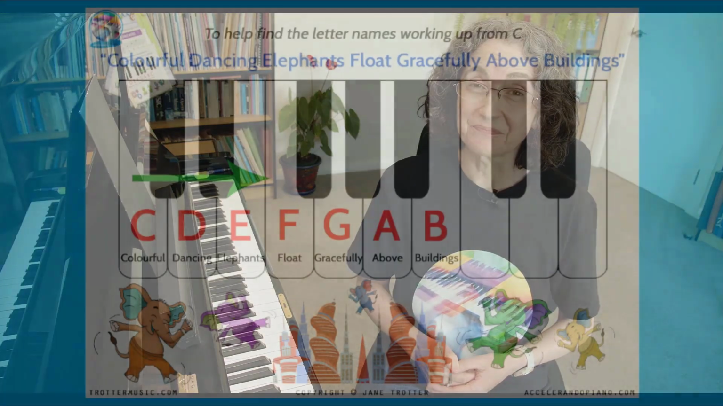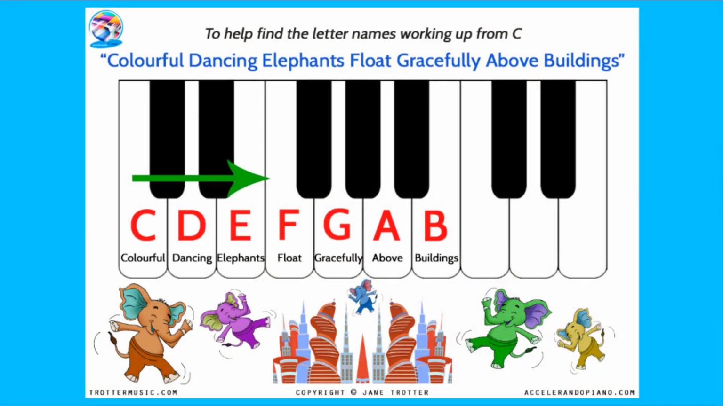Now, I couldn't just make up a mnemonic for the left hand only. That wouldn't be fair. So here's one for working out the right-hand notes going up from middle C. Colourful, dancing, elephants float gracefully above buildings.